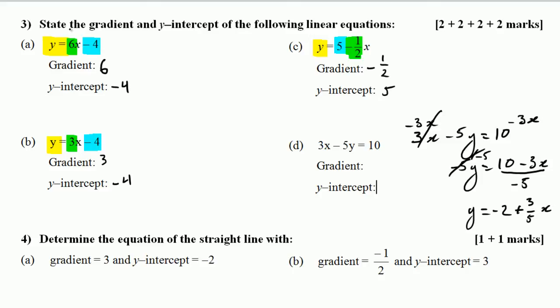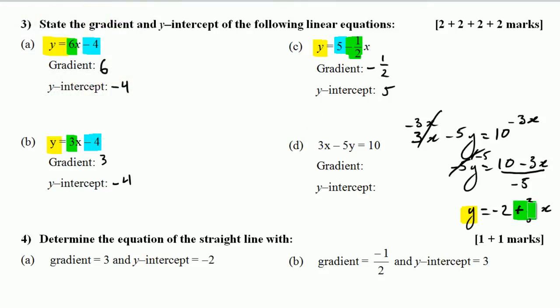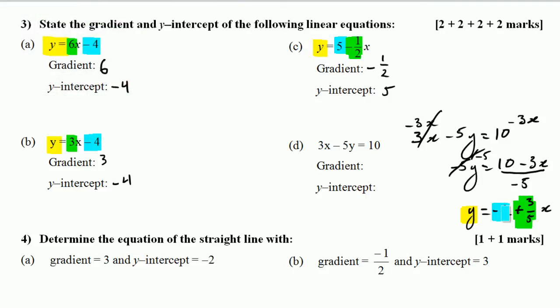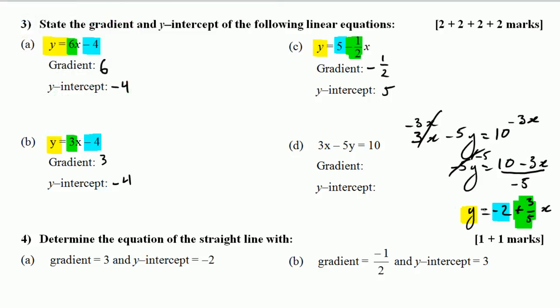And so now it looks exactly like the other ones. So we can highlight the y. Again, don't have to highlight during the actual test, but just so you know what it is now. The number in front of x, so it's this plus 3 on 5. And the other number, so the negative 2. And then we can just write our solution. So our solution, the gradient, is just the one in front of x, so it's 3 divided by 5. And the y-intercept is negative 2.